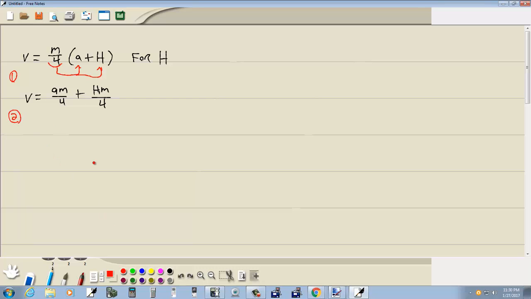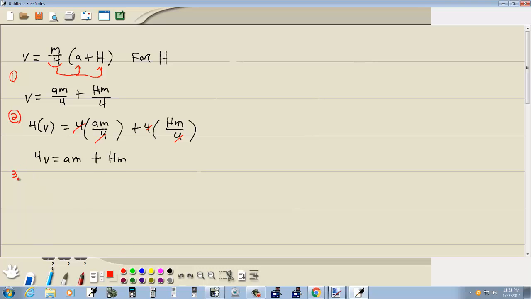Step 2. Get rid of fractions. Multiply everything by the LCM of all your denominators. We only have one denominator, 4, so we'll multiply everything by 4. Take 4 times v equals 4 times am over 4 plus 4 times hm over 4. Those 4's cancel. Then we got 4v is equal to am plus hm.